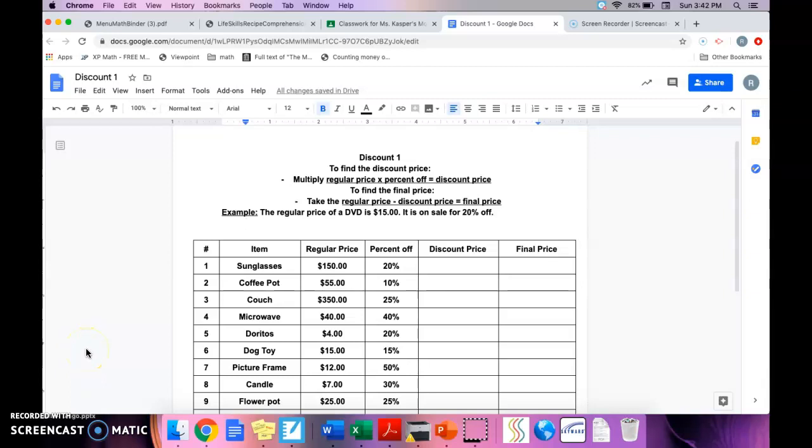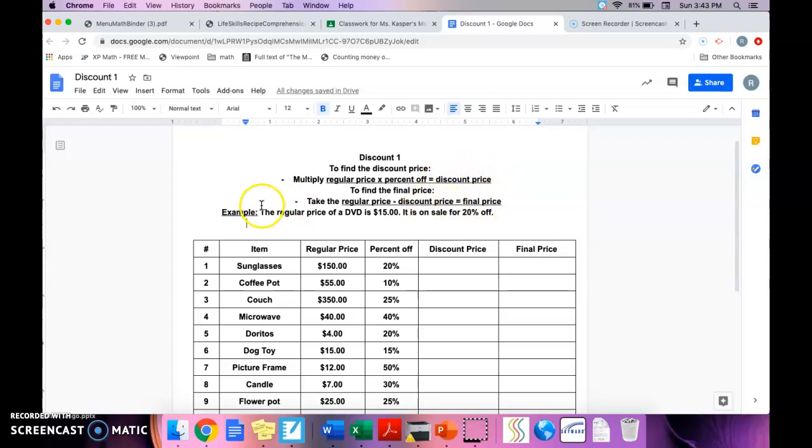Hey guys, so this whole week we're going to focus on finding the discount of an item. To find a discount, we want to multiply the regular price times the percent off, and this will give us the discount price. Then to find the final price, we're going to take that regular price again, minus the discount price that we just found, and that'll give us our final price.